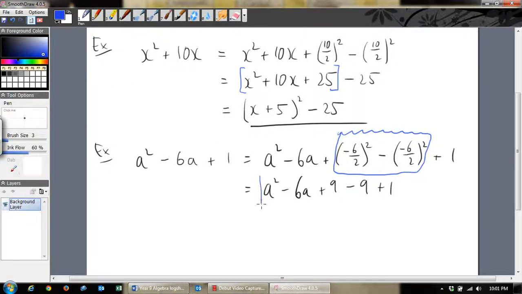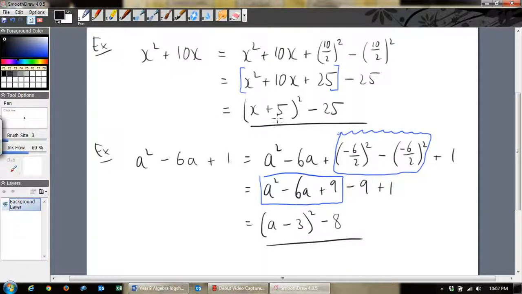And this stuff here is your perfect square. If you remember what I said, that will be a, and that will be half of negative 6, negative 3, squared. That's all a squared minus 6a plus 9. If we factorise that down, you get a minus 3 squared. And then we've got minus 9 plus 1, so we'll simplify that to minus 8. And that is the completed square.